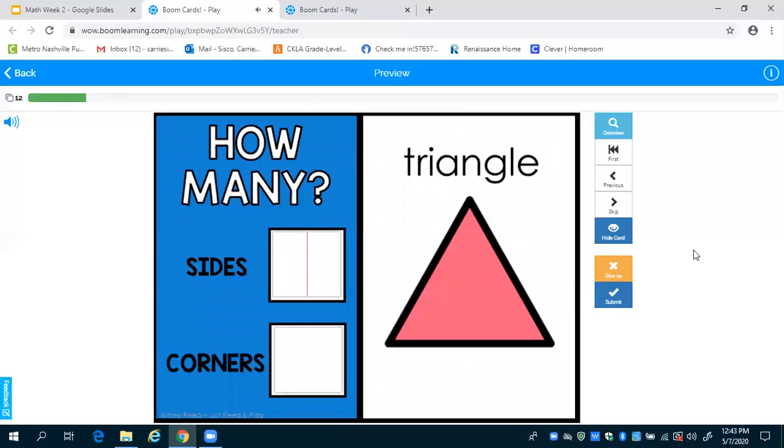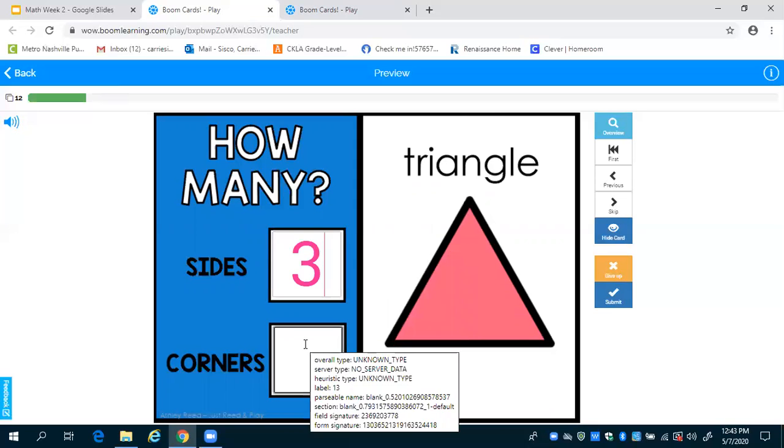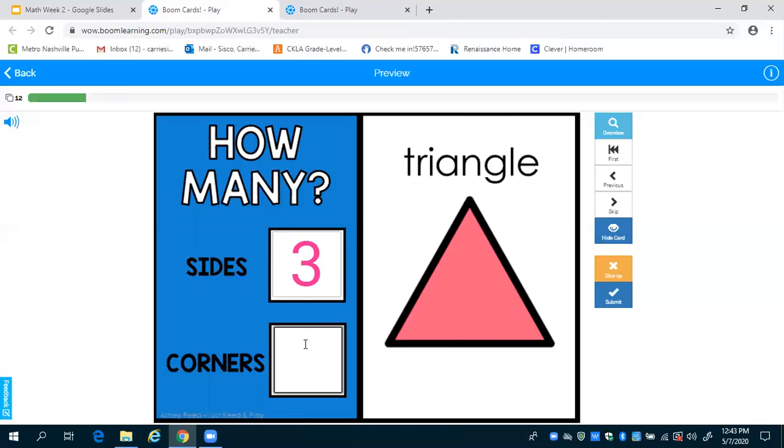Perfect. All right, here's a triangle. How many sides does a triangle have? A triangle has 3 sides. 1, 2, 3. Perfect. How many corners does it have? It also has 3 corners. 1, 2, 3.